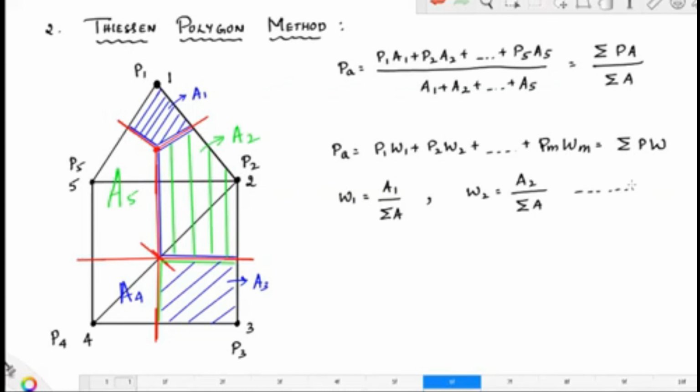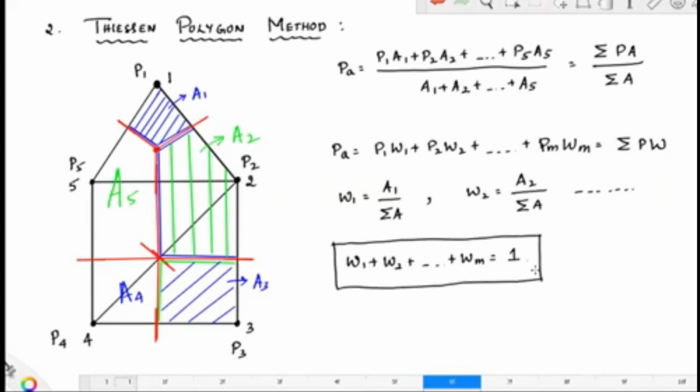Next thing. The sum of Thiessen weights will be equal to 1. So these are the points that you have to remember with respect to this Thiessen polygon method.